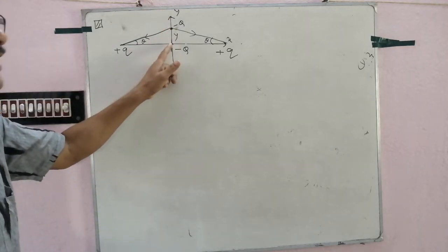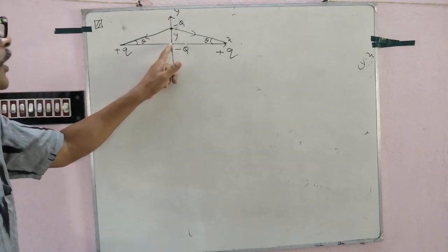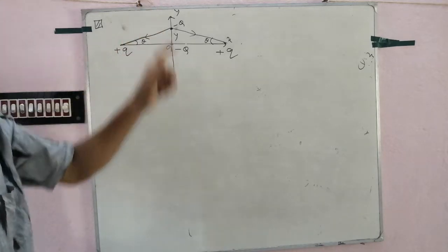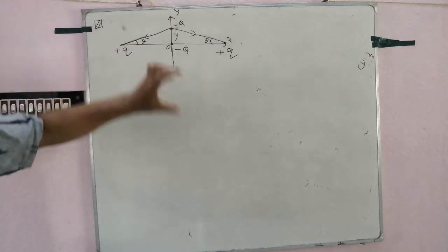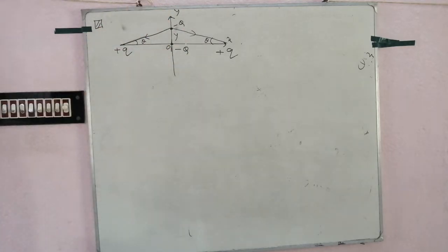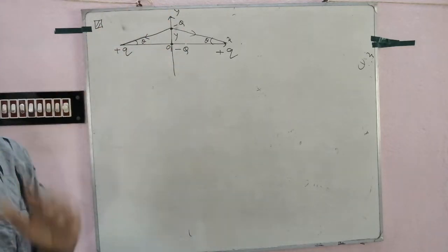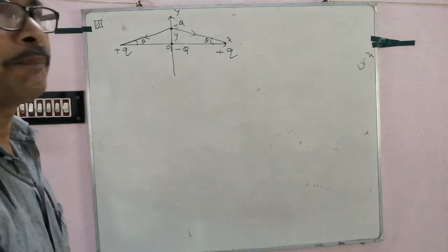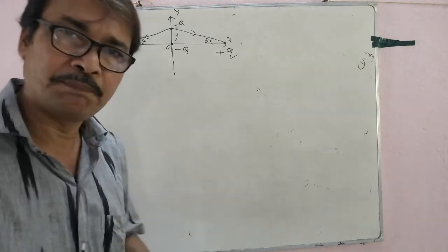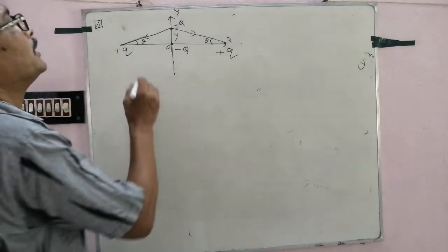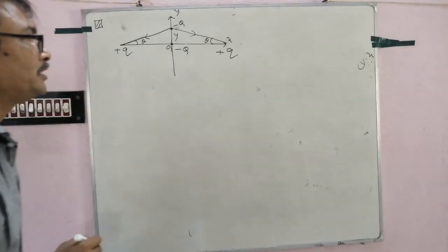It will come to the center, and due to inertia, it will move in the opposite direction, and in this way it will repeat. This type of oscillation is simple harmonic motion. So charge minus q will perform an SHM, that is simple harmonic motion. We have to find out the time period of the simple harmonic motion. Clear question? So this is the question.